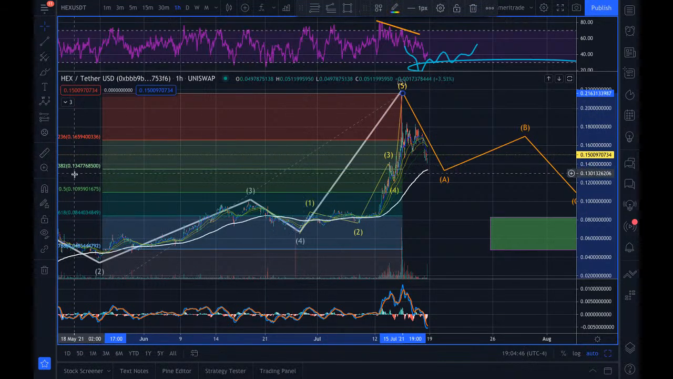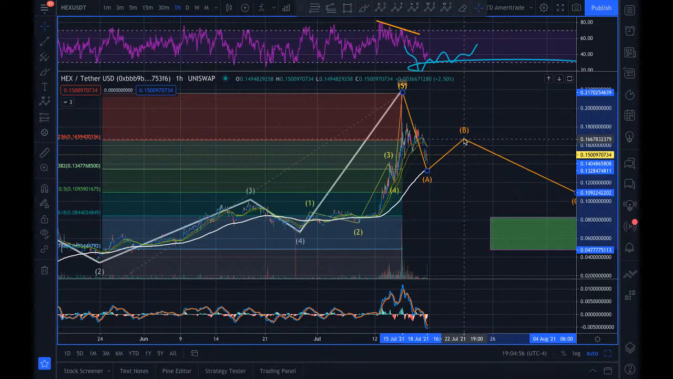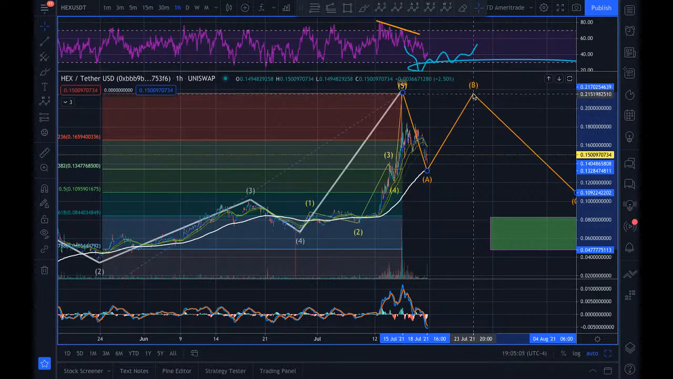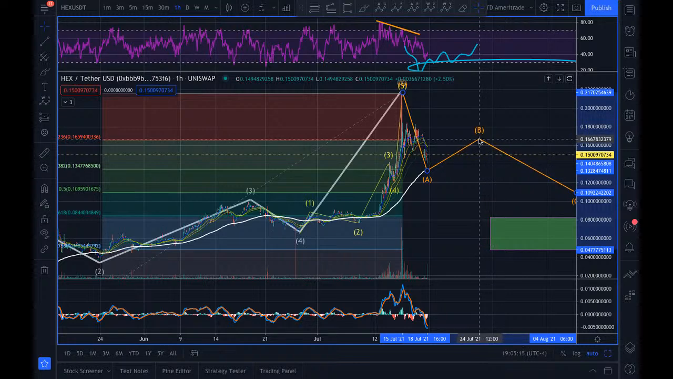Lining up with the 0.382 Fibonacci line. I bet you it's going to bounce off of that line, or close to it, and make this next wave up to at least the 0.236, or it could go all the way back up to the top and make an expanded flat. But I haven't been really seeing that recently, so it'll be something like this.